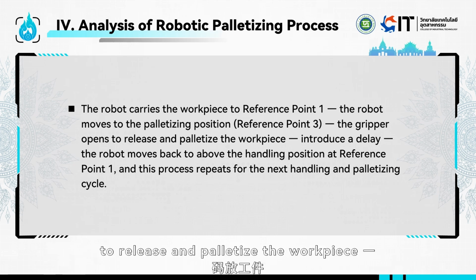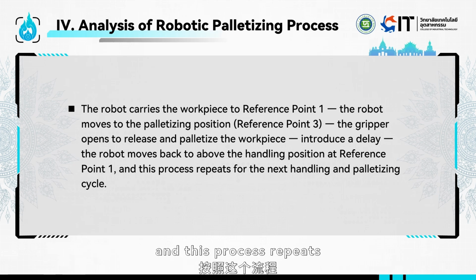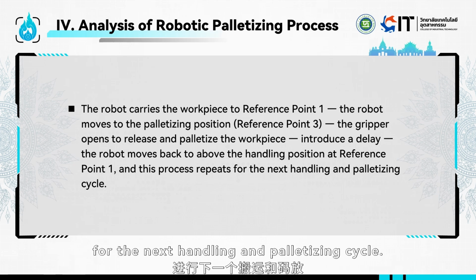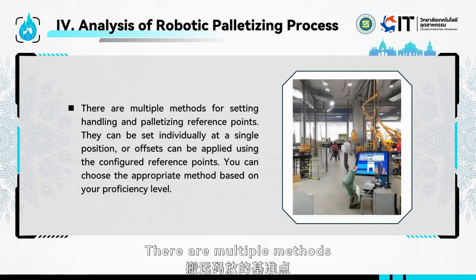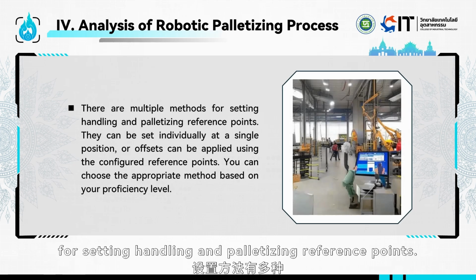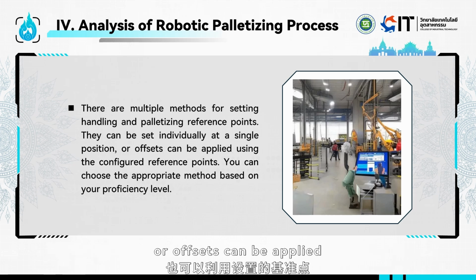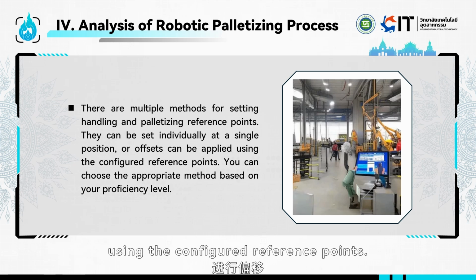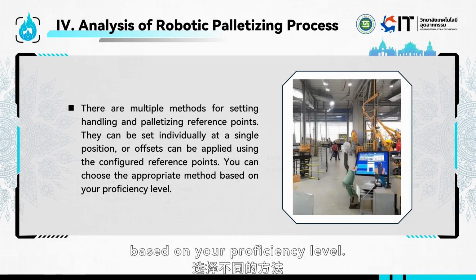The gripper opens to release and palletize the workpiece, introduce a delay. The robot moves back to above the handling position at reference point 1, and this process repeats for the next handling and palletizing cycle. There are multiple methods for setting handling and palletizing reference points. They can be set individually at a single position, or offsets can be applied using the configured reference points. You can choose the appropriate method based on your proficiency level.